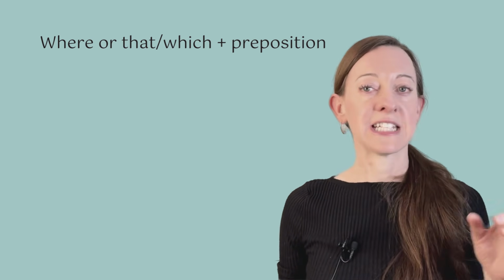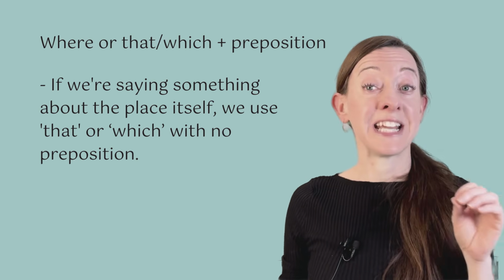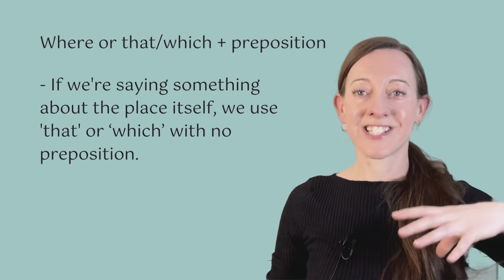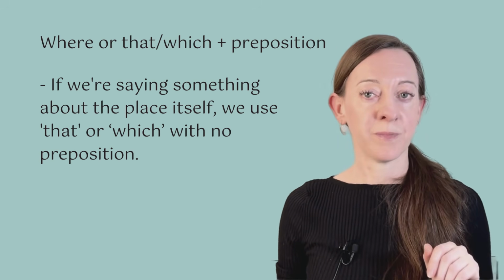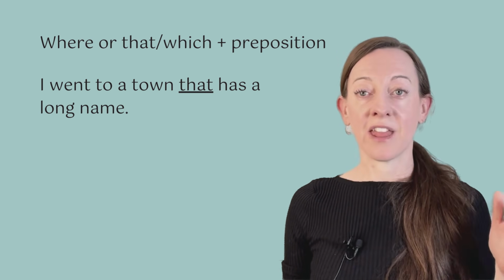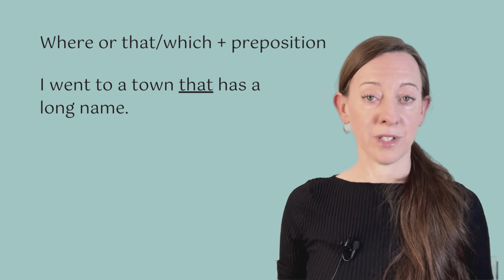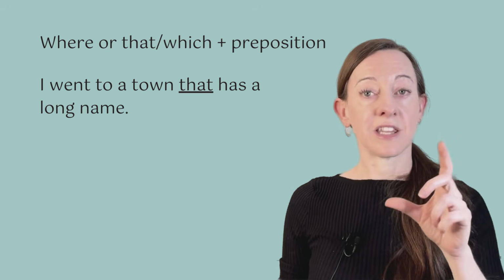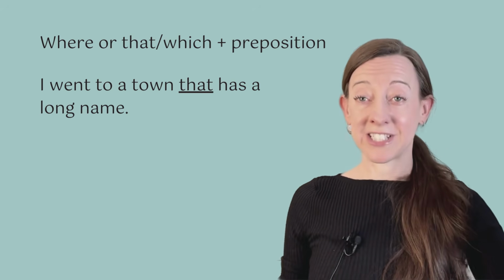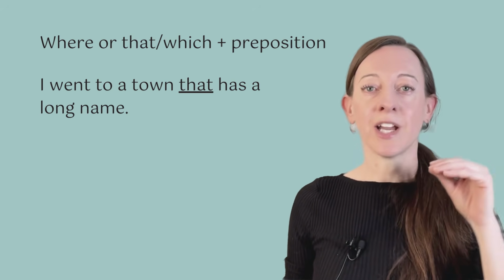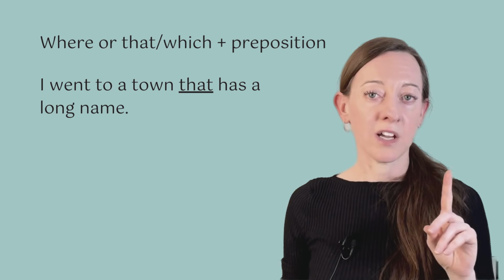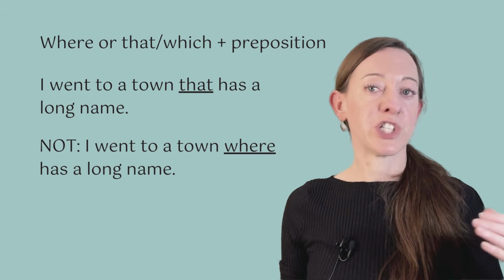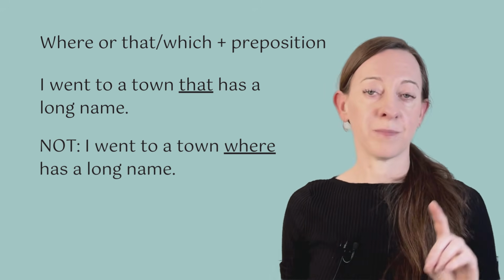On the other hand, if we're saying something about the place itself rather than something that happened there, we use that in the normal way. I went to a town that has a long name. So the name is talking about the town. I'm not talking about something that happened in the town. So we can't say in this case, I went to a town where has a long name. That's not possible.